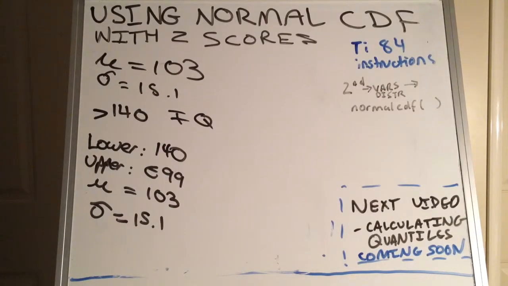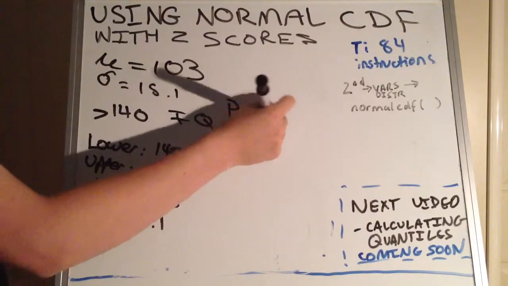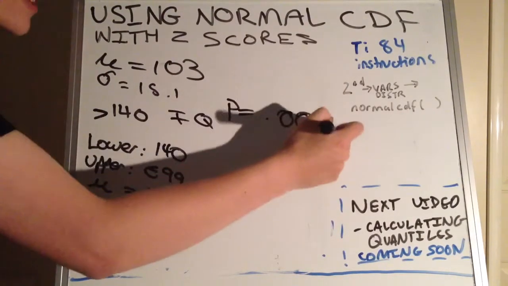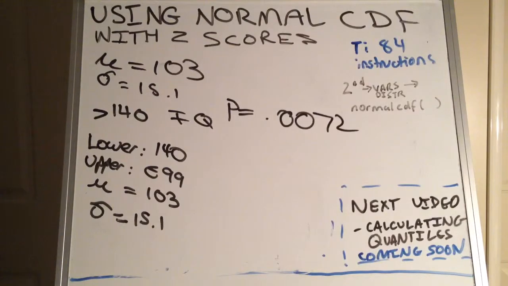Second function, distribute, and we go to normal CDF. And of course, the lower is going to be 140. The upper's already in there from the last problem, it's E99. And then we have a new mean of 103 and 15.1 as being the other one there. So the likelihood, or the probability, of a secondary school student having a genius IQ would be 0.0072, as you can see there's not many of them. So a very minute set of people.